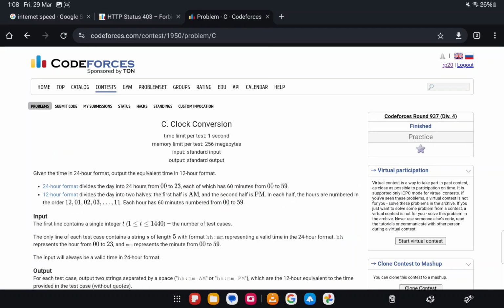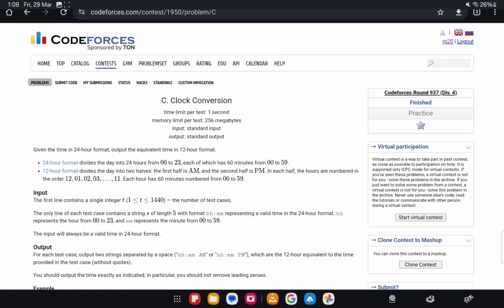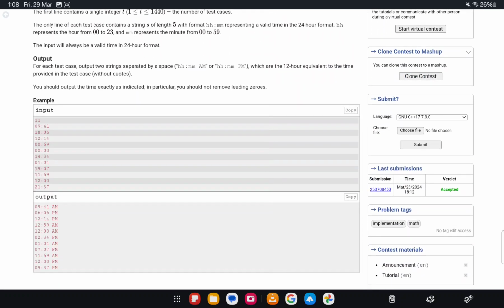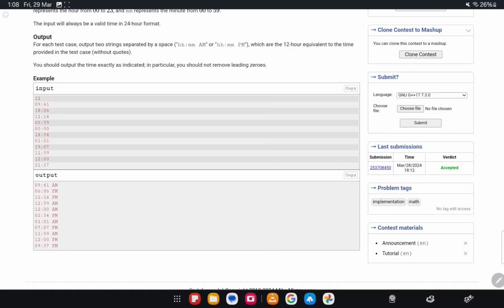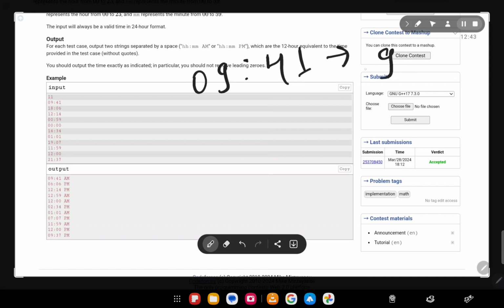See, this is also the easiest problem that you can see. You are given the timing in 24-hour format, and you have to convert it into 12-hour format. So you can see here, 9:41 is given to you. So how will you print? You will just print as it is, because it is already given in 12-hour format.